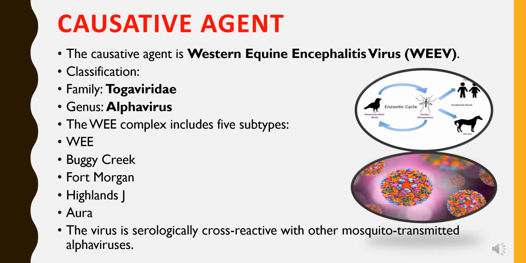As for where the virus exists in nature, the main reservoir is wild birds, especially small birds which carry the virus in their blood. The host range is wide and includes horses, humans, rodents, and even livestock. But the important point here is that humans and horses are considered dead-end hosts because the virus level in their blood isn't enough to infect another mosquito.